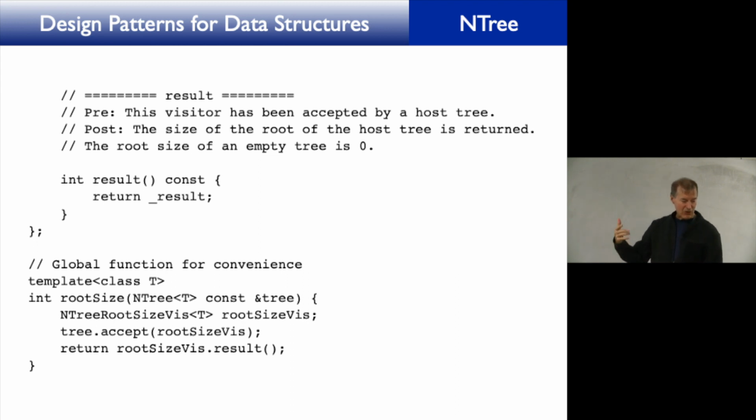Well, we have a little local visitor, entry root size viz is its type, and the name of the visitor is root size viz. And we do tree.accept root size viz. So accept takes a, what as a parameter? A visitor, like usual. Are you with me? And then we use the result method of our visitor, and we say return root size viz dot result.